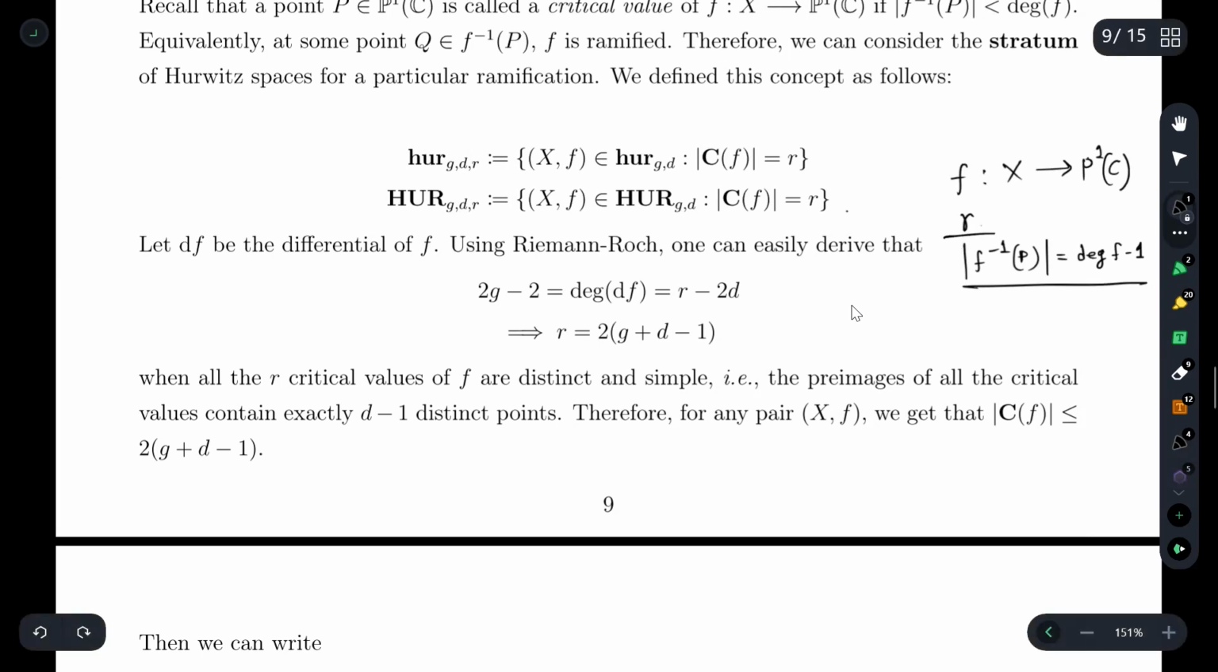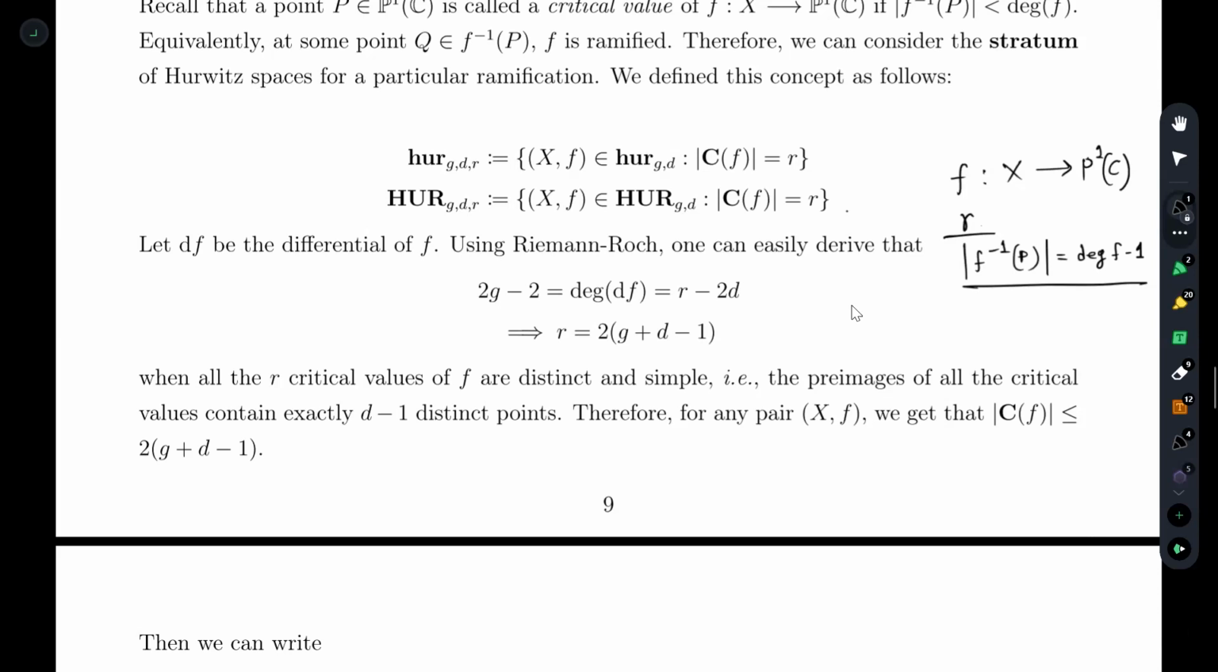So the condition for being a critical value is that the cardinality of the preimage of such a point is less than the degree of f, and we are considering the simplest such case, or the optimal case, that is the cardinality is just 1 less than the degree.